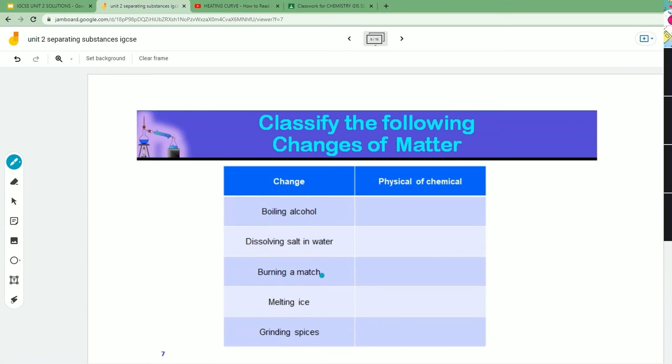Okay, burning a matchstick. This is a chemical change. Why? Because color is changed. You can see fire, correct? Texture is changed. Melting ice. Physical change. Okay, this one Lamin will answer. Grinding spices. Physical. It's a physical change. Why? Because we just grind it. Nothing changed. All the spices are still there. But if we cook them, for sure it will change. Okay, so the things are clear to you.